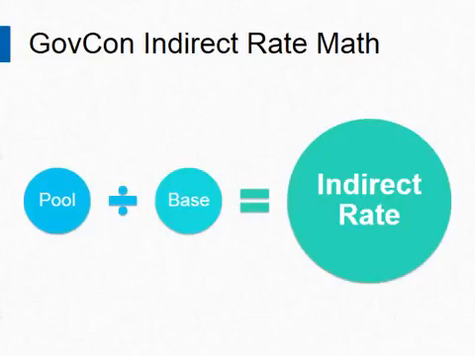As everybody knows, an indirect rate is a calculation where you take a pool of related costs, fringe costs, for example, divided by a base. There's a relationship between the cost of the company benefits and the salaries of the people in the company. And that's going to be an indirect rate. And that's really what we're talking about.